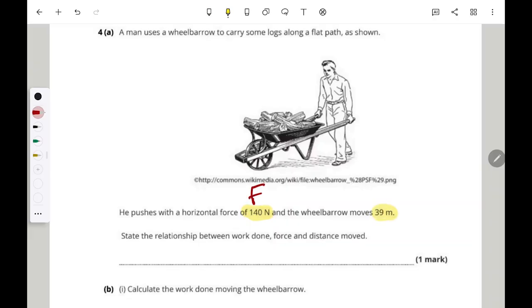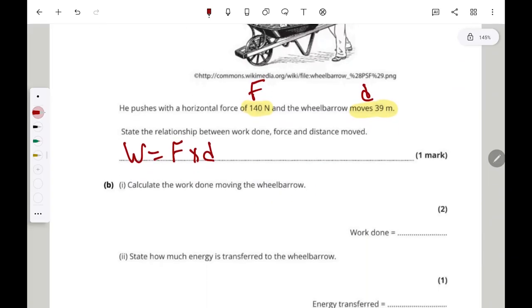And the entire thing moves 39 meters, and that's the distance in this case. Very simple. It tells you to state the relationship between work, force, and distance moved, and we already understand that work equals the force multiplied by the distance. Nothing complicated with that as well. You can go forward, and it says calculate the work done by the moving wheelbarrow, and all you need to do is multiply the force, which is 140 newtons, multiplied by the distance moved, which is 39 meters.